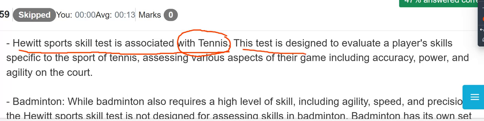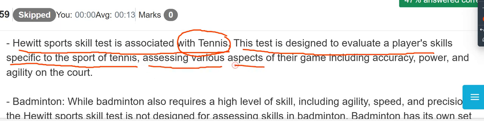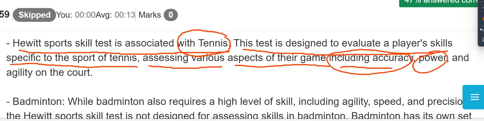This test is designed to evaluate a player's skills specific to the sport of tennis, assessing various aspects of the game including accuracy. ये accuracy को चेक करता है, पावर को चेक करता है एंड एजिलिटी ऑफ दी ऑन द कोर्ट. जो एजिलिटी दी ऑन द कोर्ट और एजिलिटी को चेक करता है.